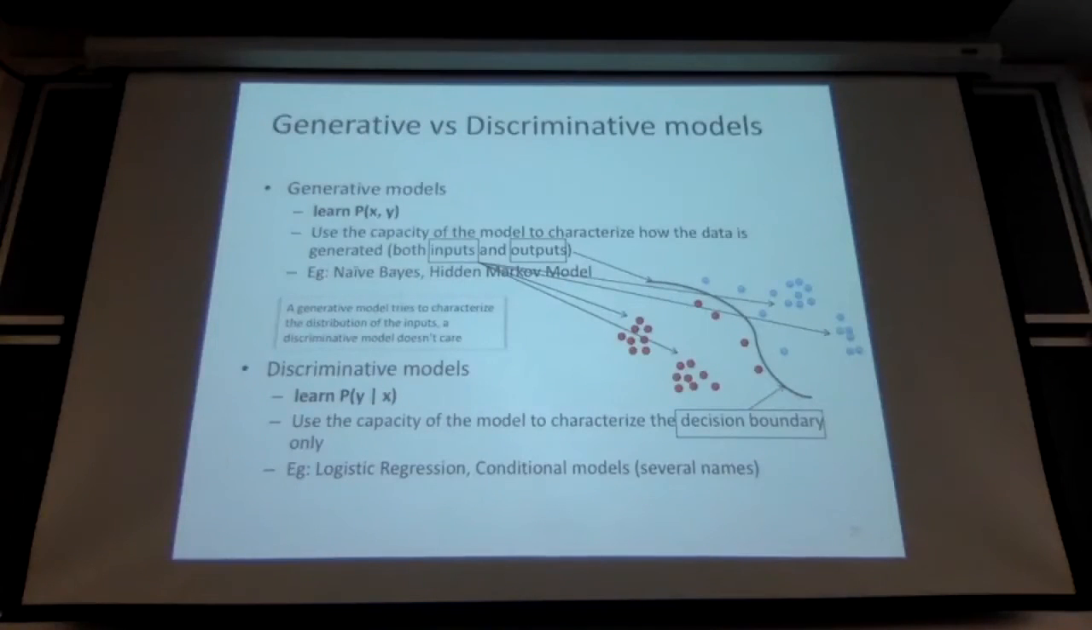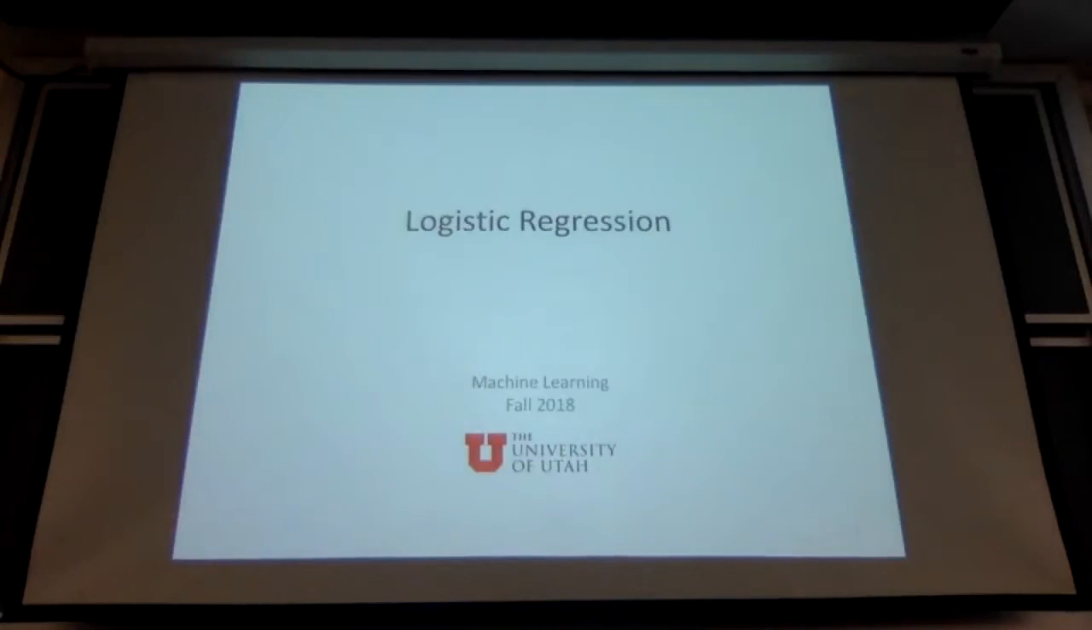Yeah, this is something I just said. The generative model tries to characterize the distribution of the inputs. The discriminative model doesn't really care. All right. So now this is a good introduction, because I want to compare a discriminative and a generative model that are very, very similar to each other, namely naive Bayes and logistic regression. So let's go to logistic regression.